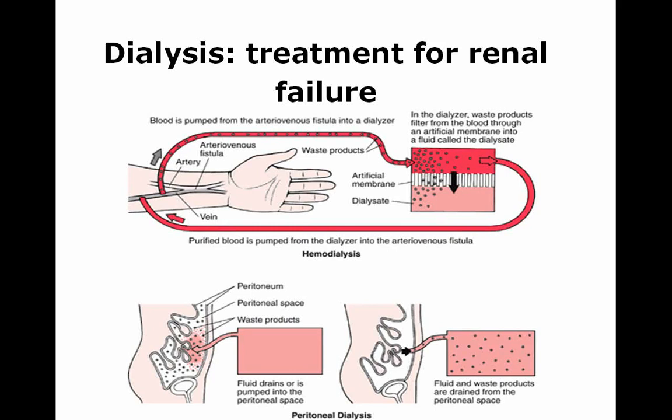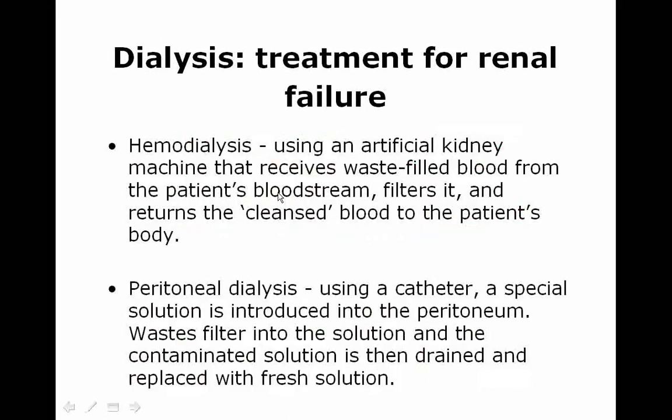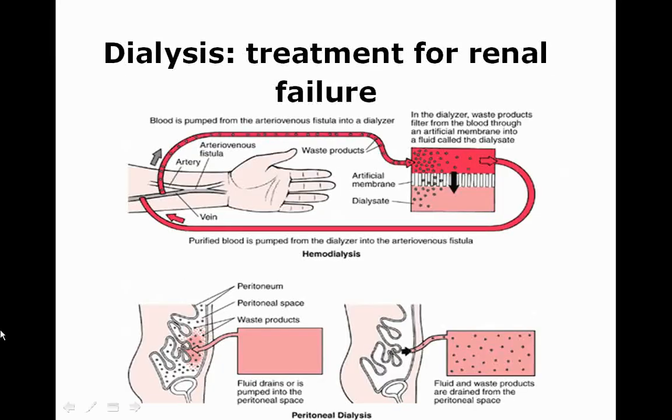Purified blood is pumped from the dialyzer into the arteriovenous fistula that's been created in the person for the purpose of the dialysis. All right, now I want to back up one screen and talk about the peritoneal dialysis. Using a catheter, a special solution is introduced into the peritoneum, the abdominal cavity, and that solution actually filters the waste, and then the contaminated solution is then drained and replaced with fresh solution. And I've got a diagram, somewhat a diagram of that also, where the catheter is inserted into the peritoneum.